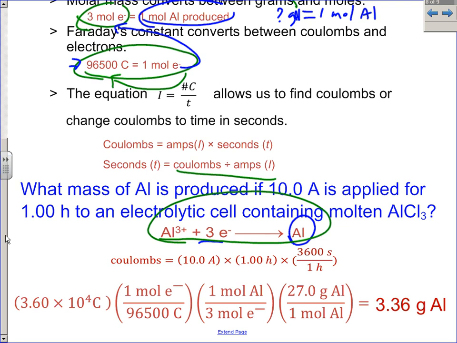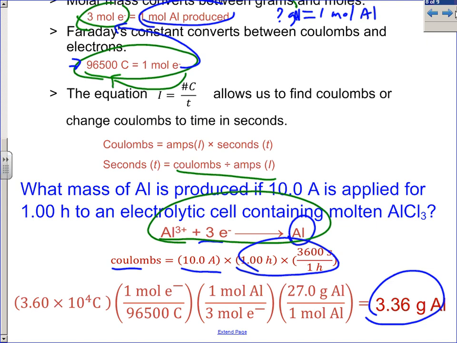So that's electrolytic stoichiometry. Remember, if they give us the mass, we're just going to start with this, and then everything is going to get flipped. So we're going to go from the mass to moles, the moles of aluminum to moles of electrons, the moles of electrons to coulombs, and then we would use this and this to find how many seconds. So it would end up being the number of coulombs divided by the amps would equal our time in seconds.